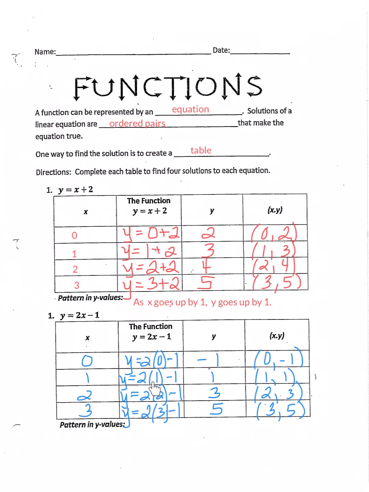2 times 1 is 2. 2 minus 1 is 1. 2 times 2 is 4. 4 minus 1 is 3. And 2 times 3 is 6. 6 minus 1 is 5. Then this was my x and this was my y, and I wrote my ordered pairs. Now they want me to look at a pattern. I'm noticing here as x went up by 1 each time, my y's went up by 2. So I wrote: as x goes up by 1, y goes up by 2.